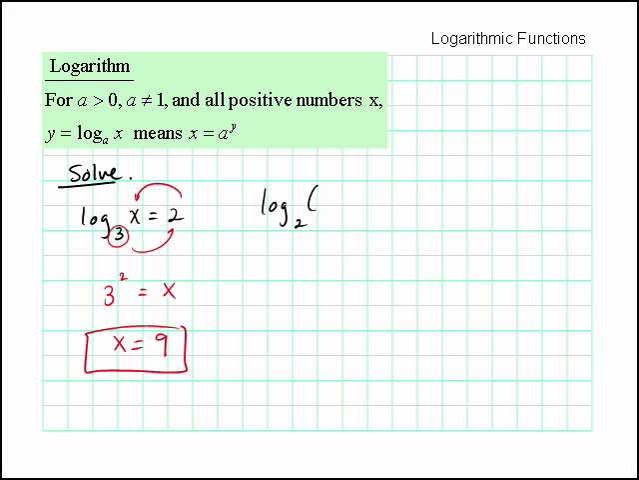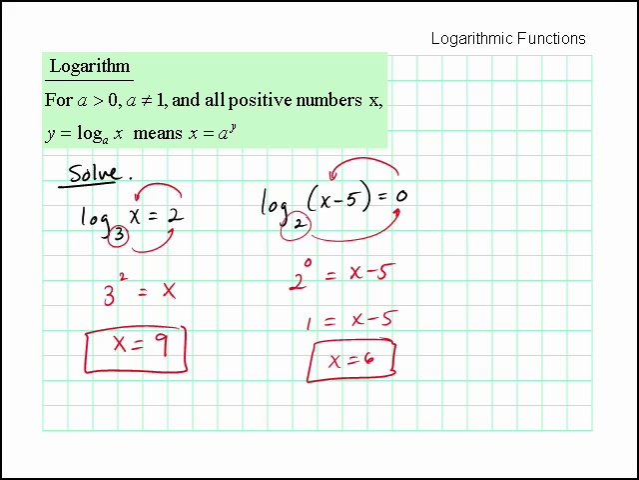Log base 2 of x minus 5 equals 0. We write it in exponent form. 2 to the 0 power is equal to x minus 5. 2 to the 0 power is equal to 1. 1 equals x minus 5. And if I solve that for x, I get x equals 6 as my answer. Okay, we're solving these log equations simply by putting them in exponent form. Here's one more.